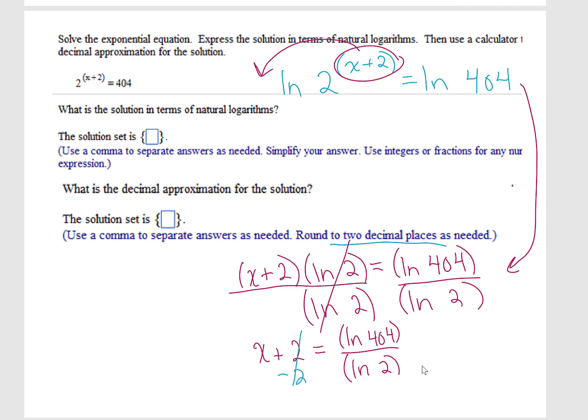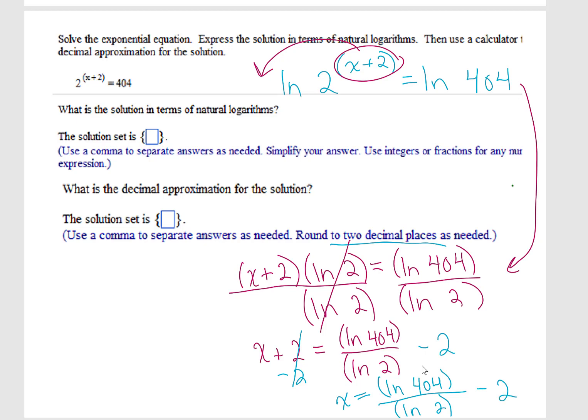I'm going to subtract 2 to isolate that x completely. Because I'm subtracting 2 after I divide it by the natural log of 2, that fraction is not going to be interrupted, meaning that I'm not going to put the minus 2 inside the numerator or the denominator. No, I'm saying whatever that equates to, then I'm going to subtract 2. So x equals the natural log of 404 over the natural log of 2, whatever that value is, minus 2.